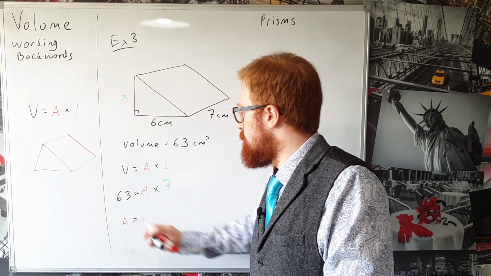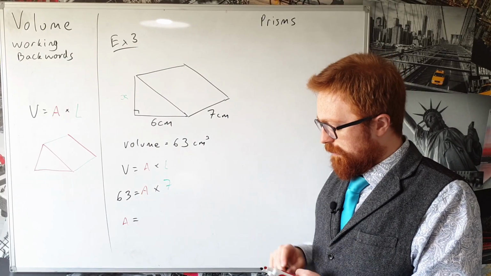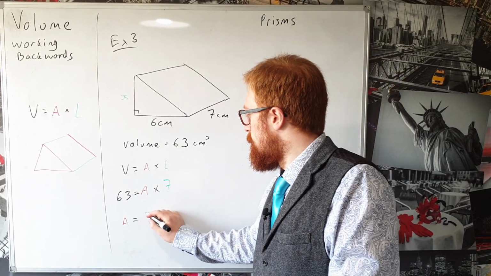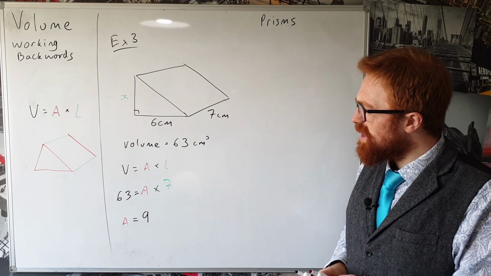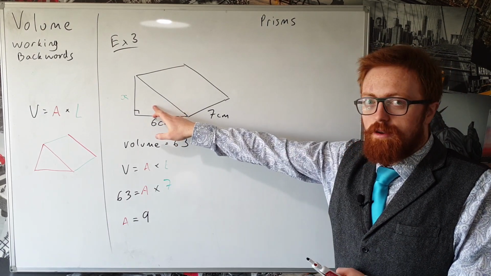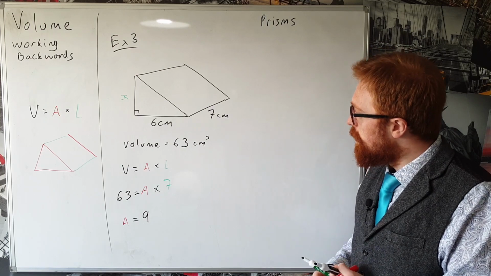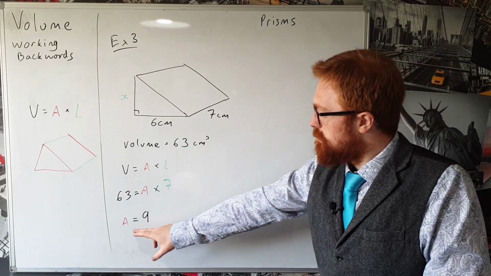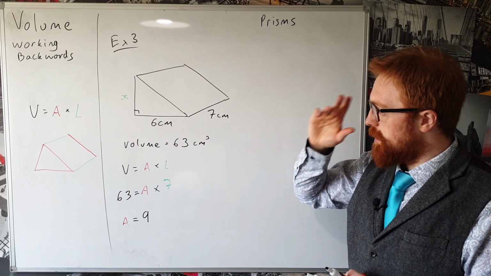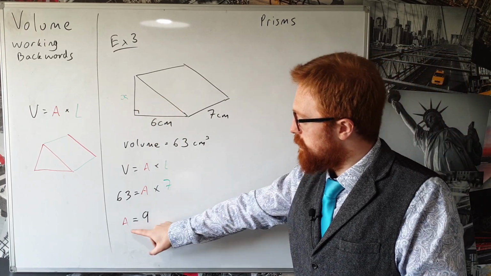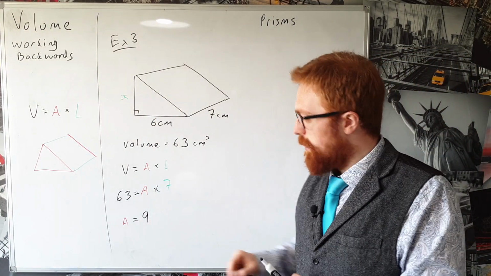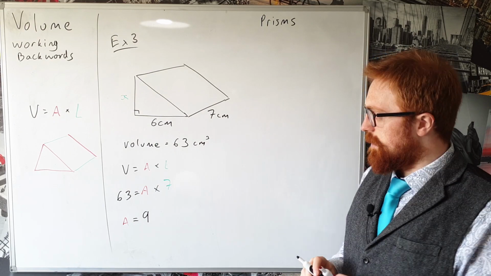So we get the area is equal to, well, 63 divided by 7 is 9. So when they worked out this area, they got an answer of 9. So then the next question becomes, okay, how did they work out the area? When the person was writing this question, what maths did this person do to work out the area of 9? How did they get the answer?